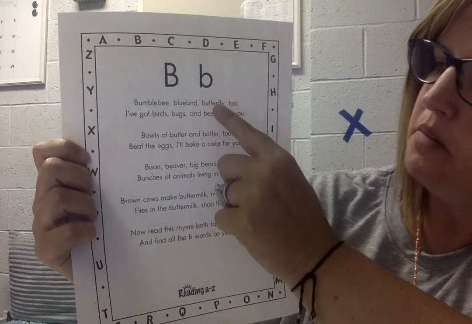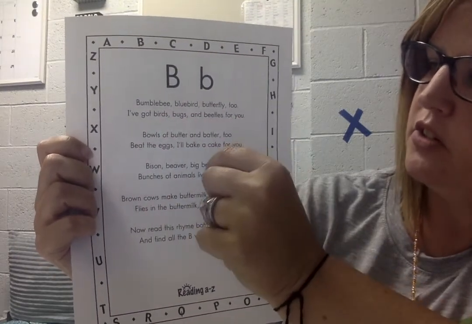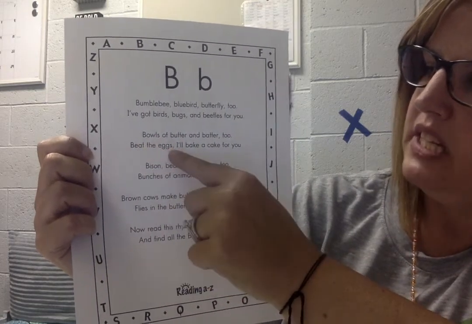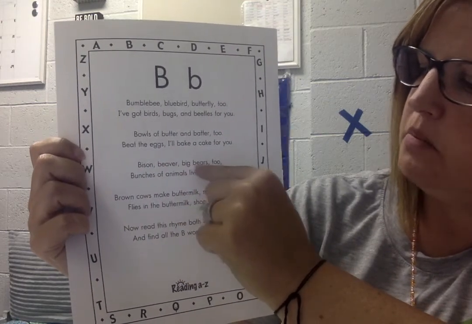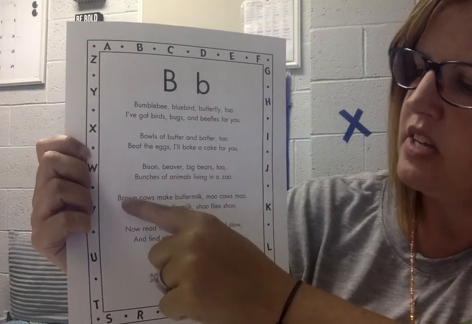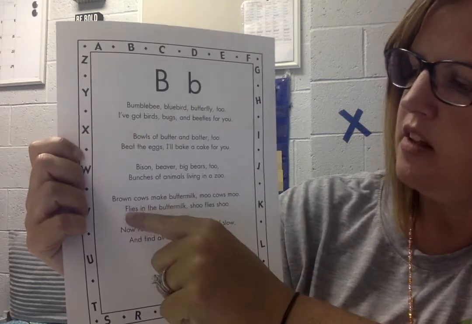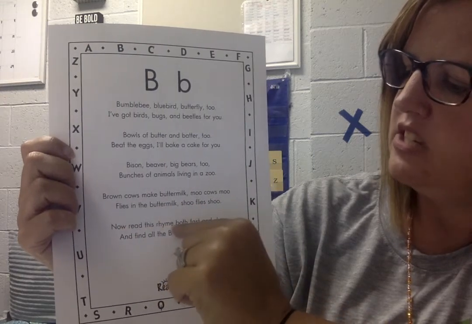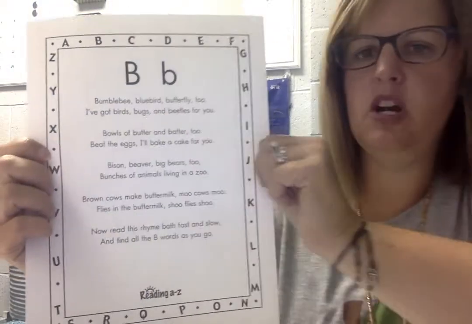Bumblebee, bluebird, butterfly too. I've got birds, bugs, and beetles for you. Bowls of butter and batter too. Beat the eggs, I'll bake a cake for you. Bison, beaver, big bears too. Bunches of animals living in a zoo. Brown cows make buttermilk, moo cows moo. Flies in the buttermilk, shoo fly shoo. Now read this rhyme both fast and slow, and find all the B words as you go.